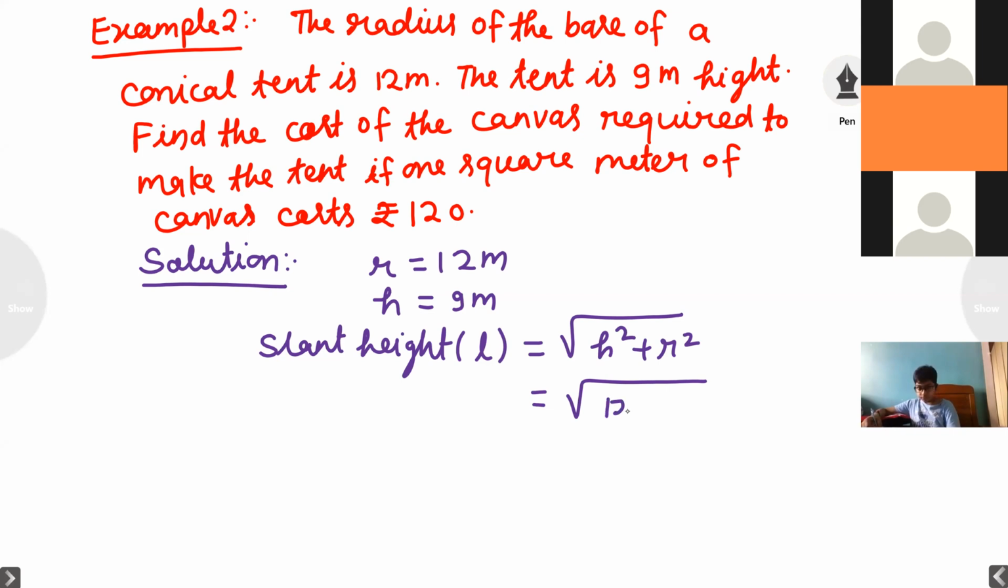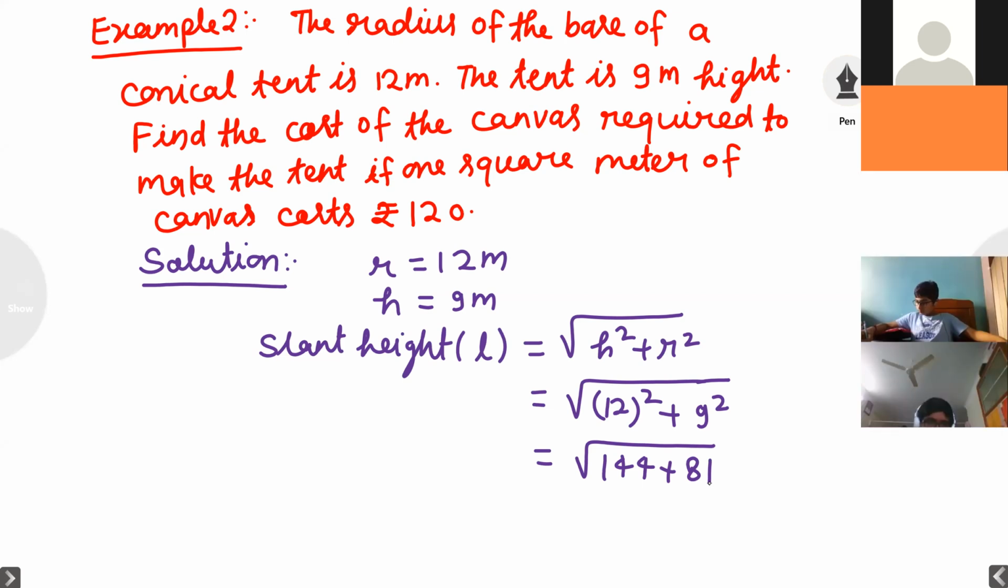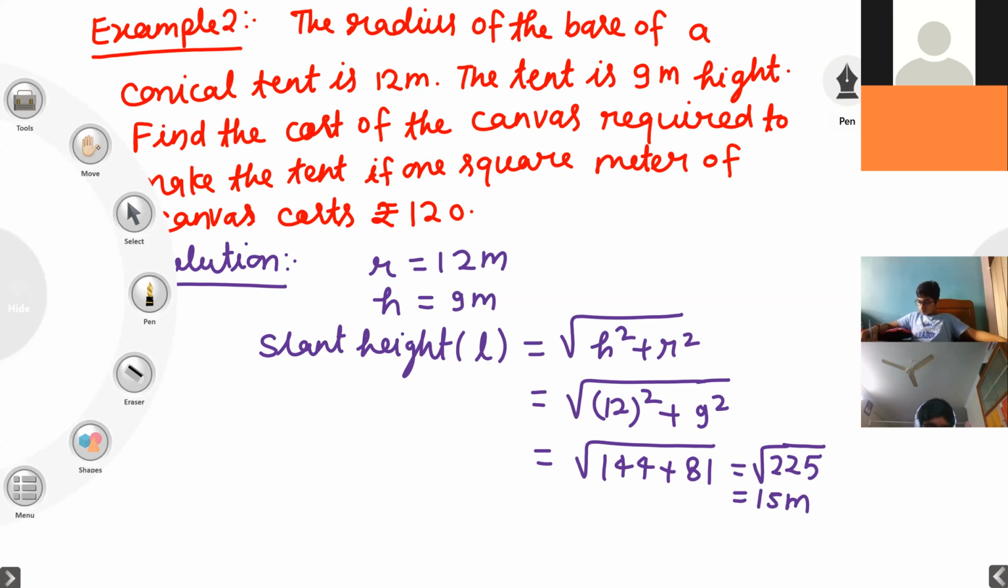12 square plus 9 square. 12 square is 144. 9 square is 81. The sum is 225. What is the square root of 225? 15 meter. So 225 is a perfect square number. Now we got the slant height. Now easily we can find out curved surface area of cone.